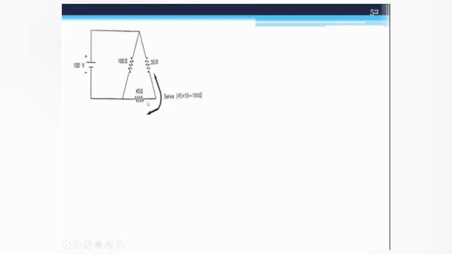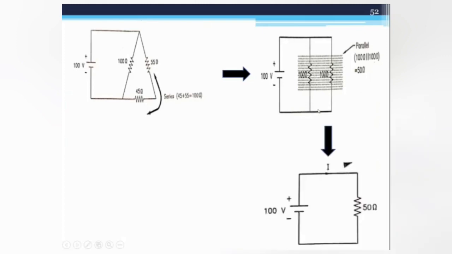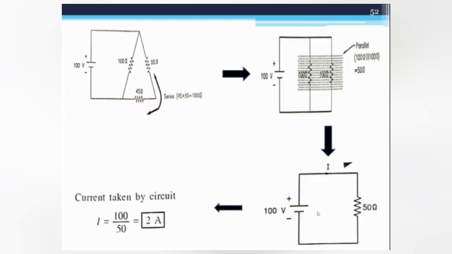So our circuit becomes like this one. And this 45 ohm and 55 ohm are again connected in series. So the equivalent is 100 ohm, and that 100 ohm is connected in parallel with this 100 ohm. Our circuit becomes like this one. And the equivalent of these two 100 ohm parallel resistors is 50 ohm. The final circuit becomes this one: 100 volt, 50 ohm. Now apply Ohm's law, V equal to IR, we can find the value of current. It is I equal to 2 ampere. Right.